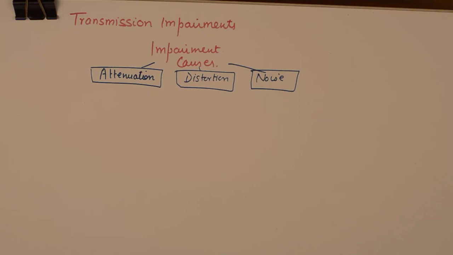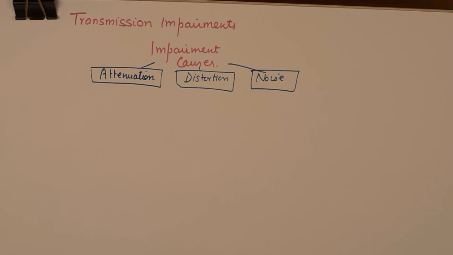So when we talk about the main causes of transmission impairment, they can be divided into three categories. One is attenuation, the next one is distortion, and finally we have noise. So we'll talk about all three of them and the sum total of their effect on the signal is known as transmission impairment. We'll talk about attenuation first.